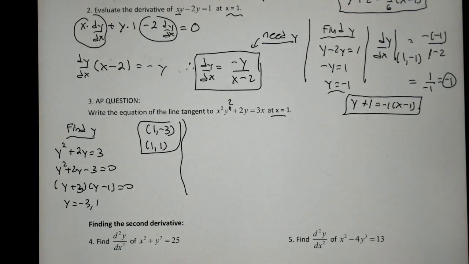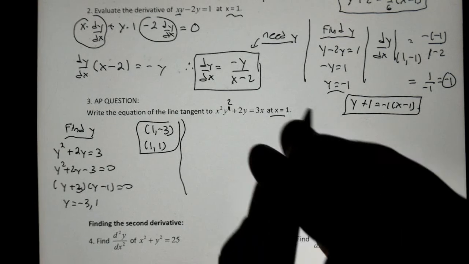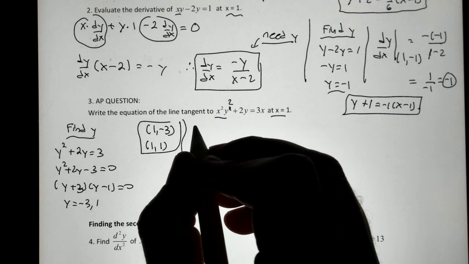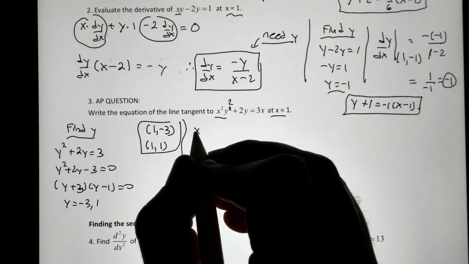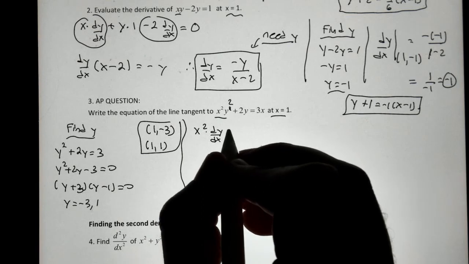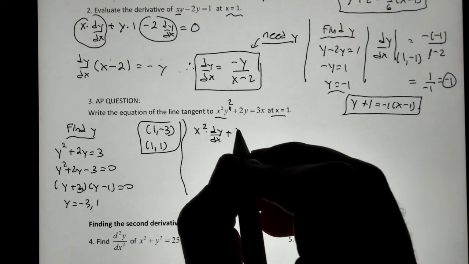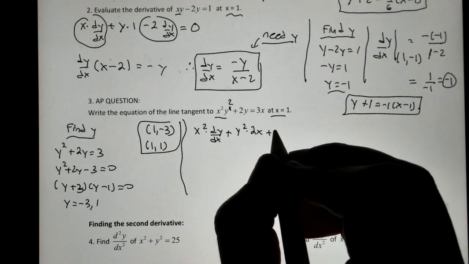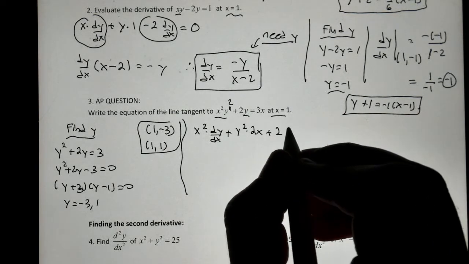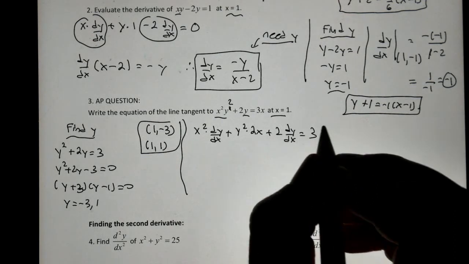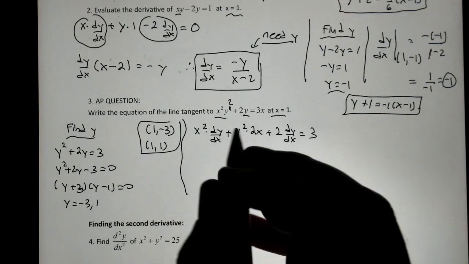So now we have to take our derivative. And this is where our product rule comes in. There's our product rule. We're going to get the first times the derivative of the second, plus the second, y squared, times the derivative of the first, 2x. Plus 2, be careful, the derivative of y, dy/dx, and that's just going to equal 3. This isn't so bad for us.